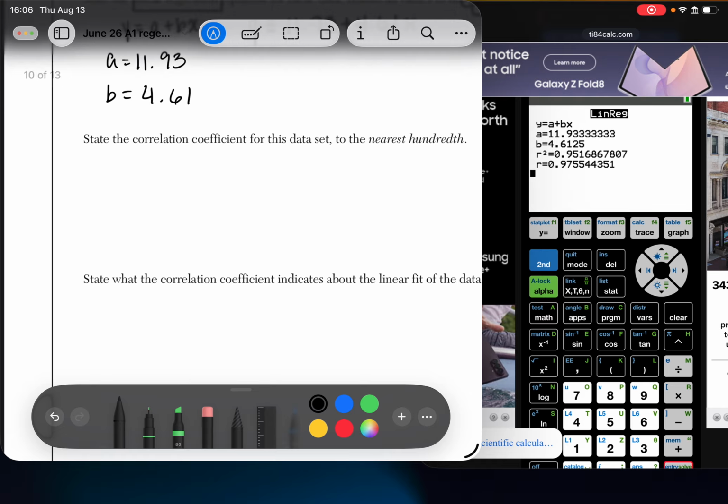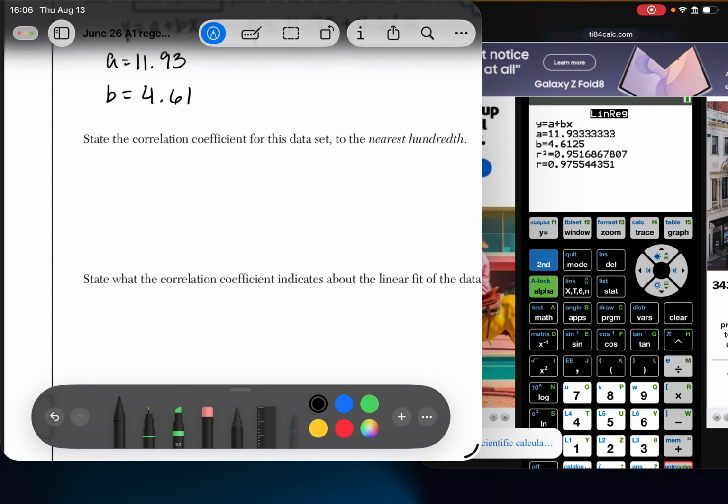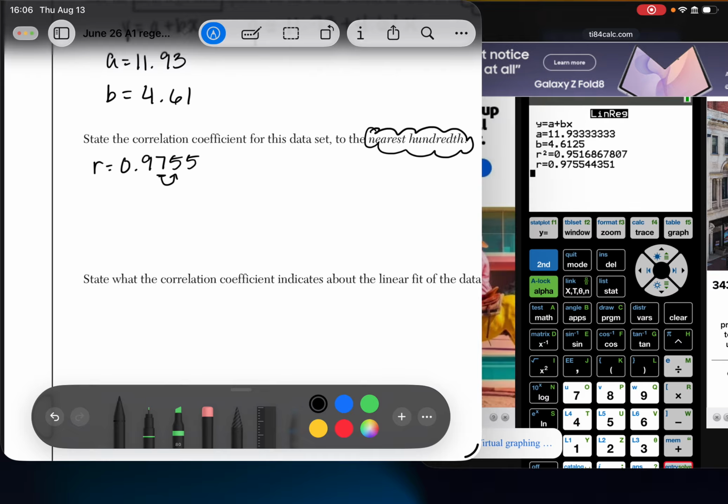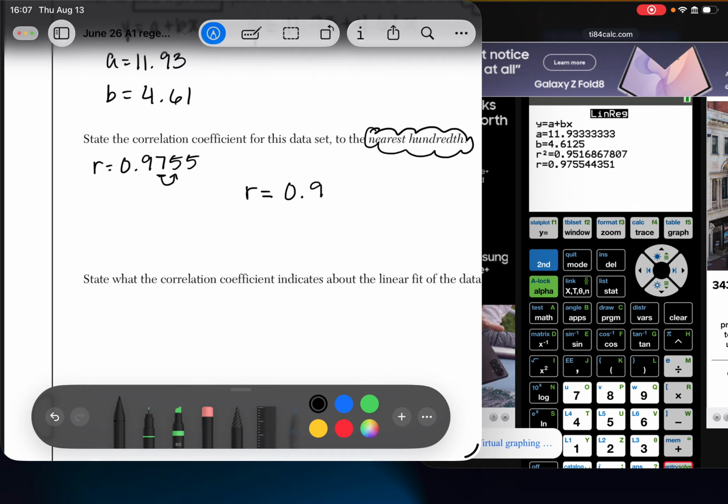For the correlation coefficient, all we need is that r value. And once again, we want to round to the nearest hundredths. So we're going to find the value that's in the hundredths place. In this case, it's the 7, because we have r equals 0.9755. Then look at this 7, then go next door. Since it's a 5 in the thousandths place, that means we need to round our 7 up 1 notch, so it will turn into an 8. So our correlation coefficient is actually going to be 0.98. And that would be your answer after you round to the nearest hundredth.